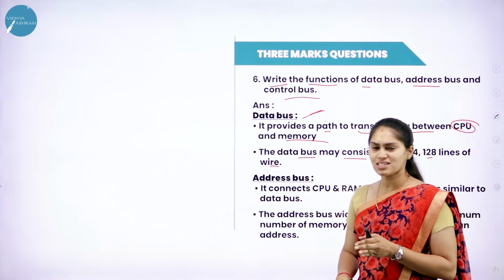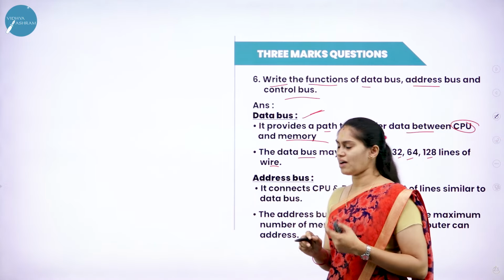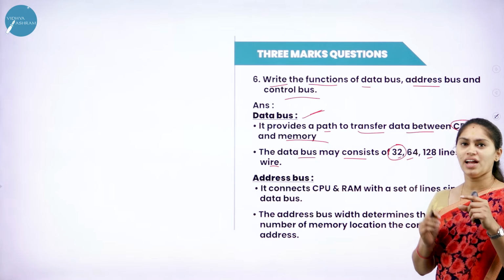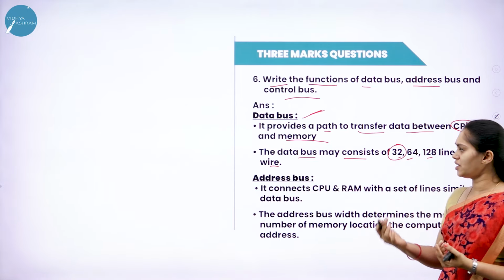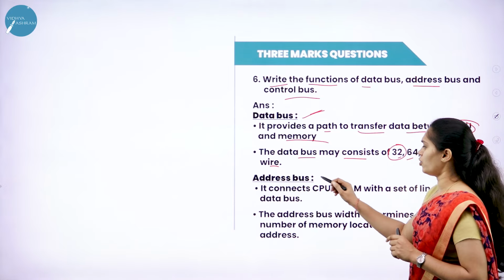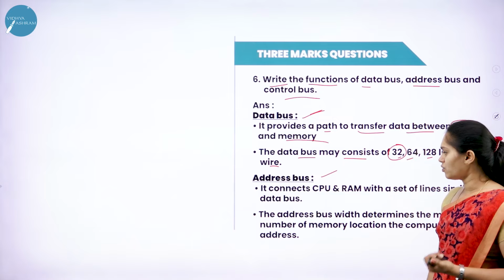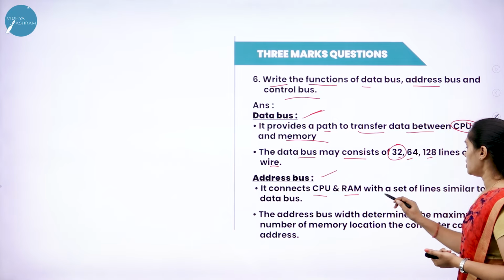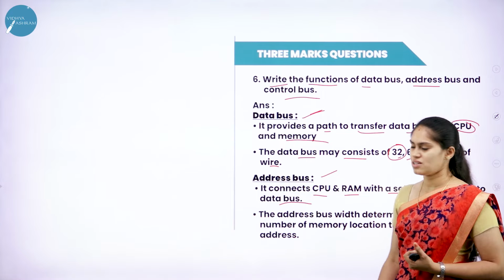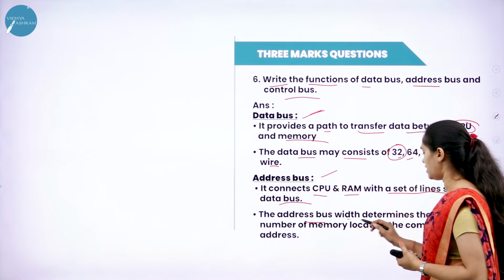Here the wire is nothing but data transfer. If I have 32 lines of wire, that specifies the thickness of a data transfer. So I can use this in order to transfer the data between CPU and memory. What is the use of address bus? It connects the CPU and RAM with a set of lines somewhat similar to this data bus. So it carries the address.